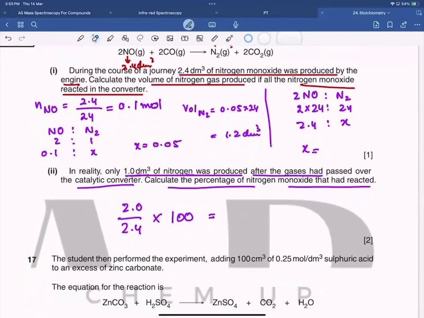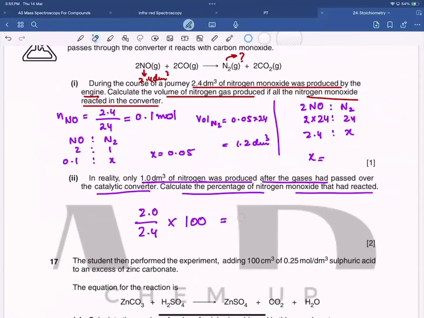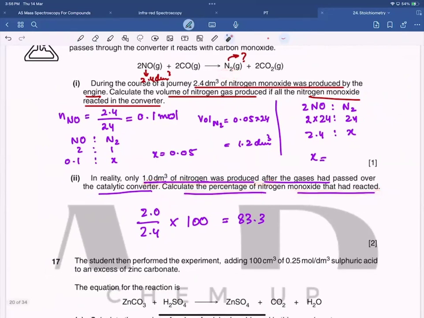Can you please explain this part again? 83.3. Yes. See, they ask you in reality only 1 dm cube of nitrogen was produced. So it means they have given you the volume of this, right? And what they are asking you, calculate the percentage of nitrogen monoxide that had reacted. So, if 1 dm cube of nitrogen is produced, then we have to know from how much volume it has been produced. If you see the ratio is 2:1, right? So, if 1 dm cube of nitrogen is produced, then it must be produced from 2 dm cube of NO. Right? So, the NO used up is 2.